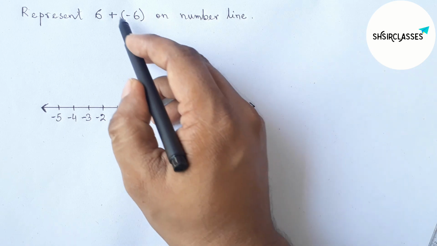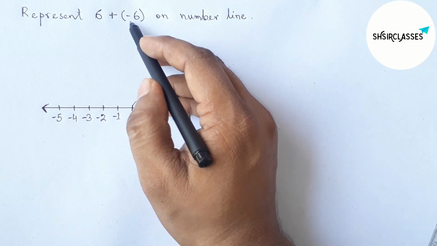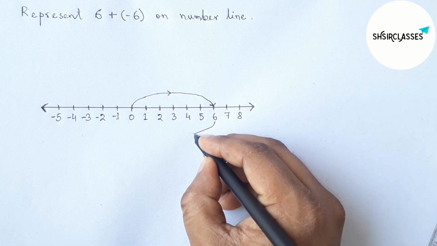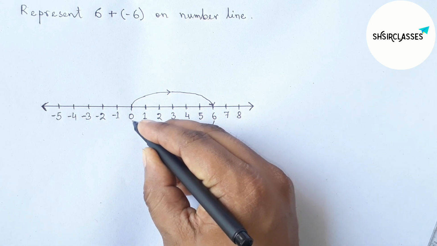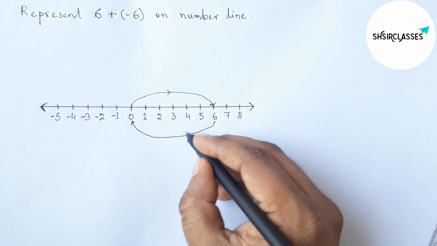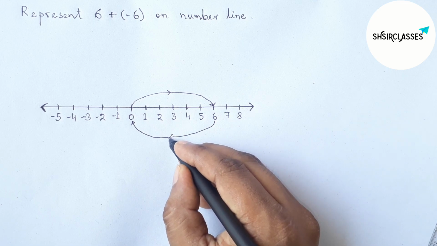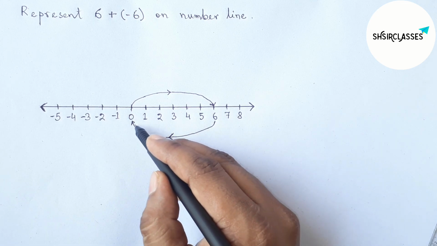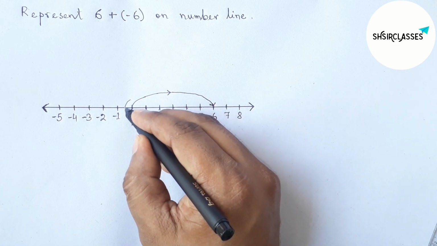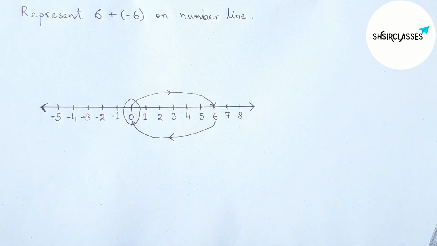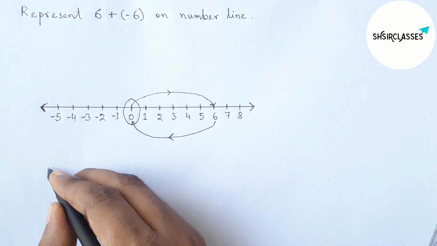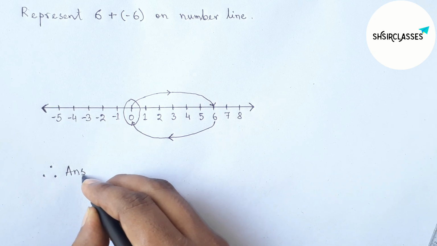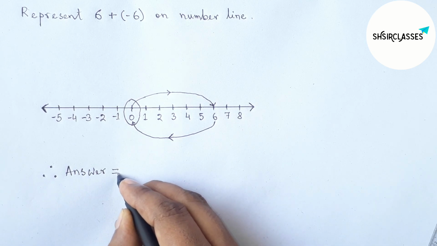Okay, now here plus minus 6 means subtracting 6. So draw a curve from 6 to 0, and the direction will be from right to left. Okay, and the answer will be 0. So 6 plus minus 6 equals 0. Therefore, the answer of 6 plus (minus 6) in brackets equals 0.